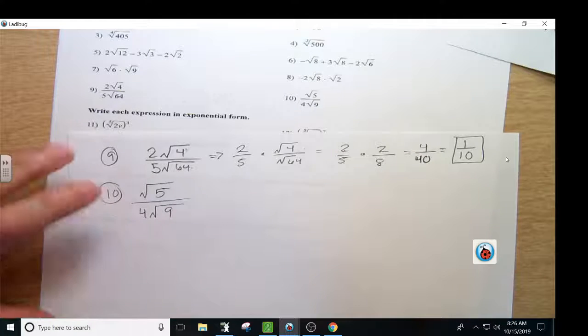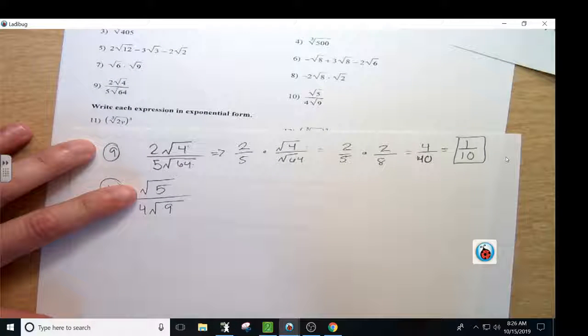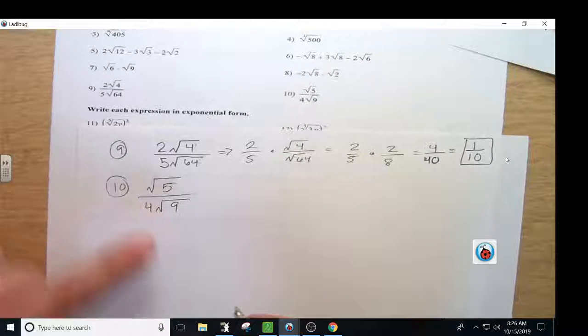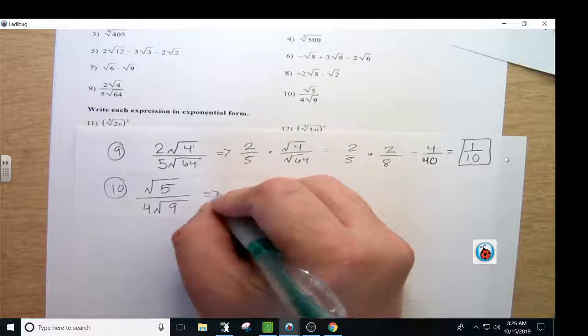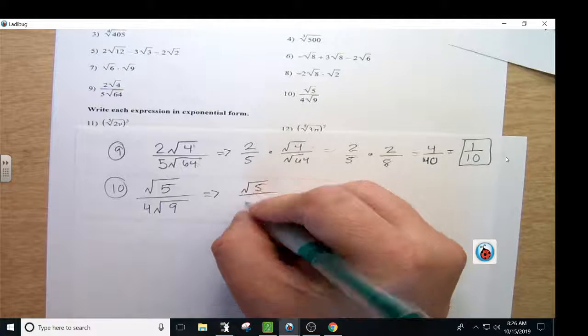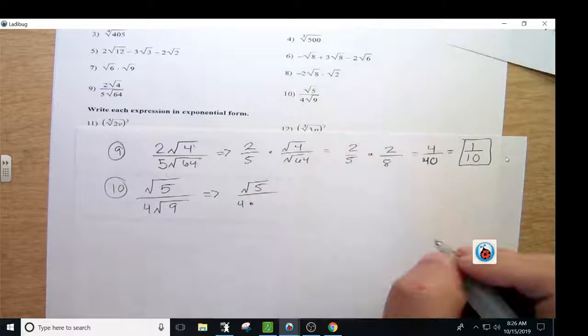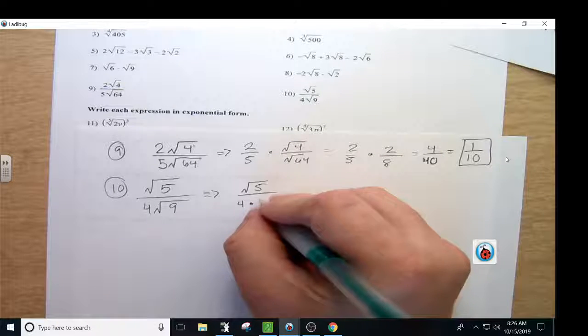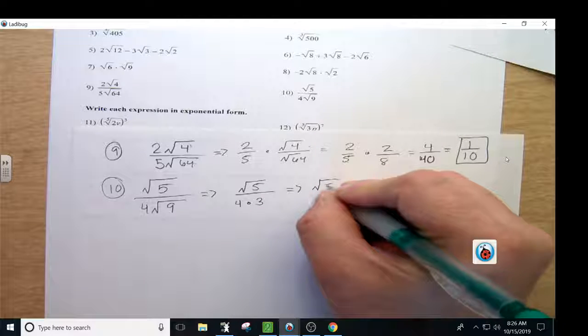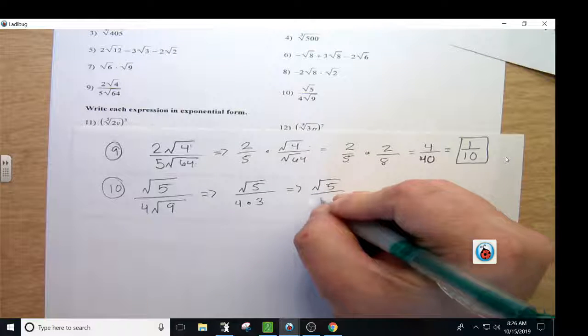All right. Now, guys, we know that 5 is not a perfect square. But however, square root of 9 is. So what that's going to be is this. That's going to be square root of 5, and it's going to be 4. What's square root of 9? 3. That is the square root of 5 over 12.